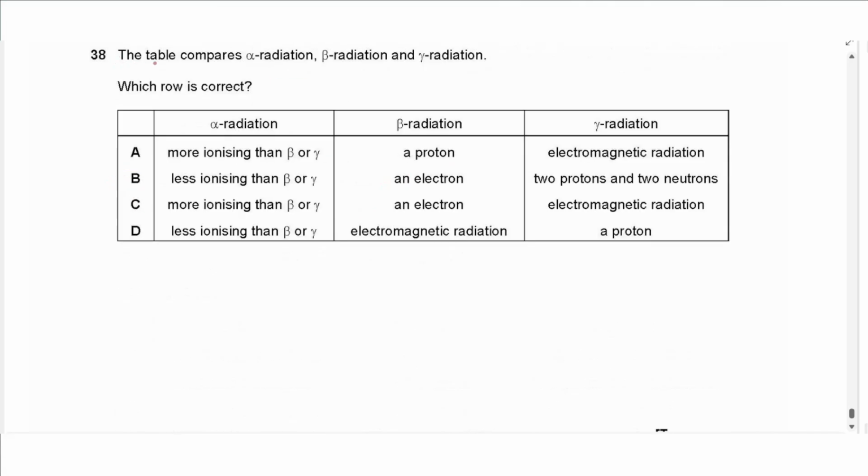Question 38 says the table compares alpha, beta, and gamma radiation. Which row is correct? Alpha more ionizing than beta, that's correct. Less ionizing than beta, no. More ionizing than beta and gamma, yes, correct.